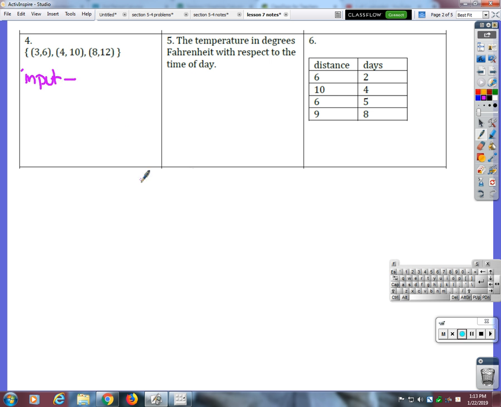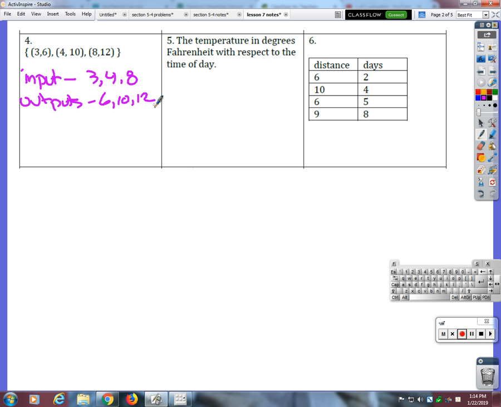Okay, what are the inputs in this case? Right, the x's. And what are the x's? 3, 4, and 8. And what are the outputs? 6, 10, and 12. Okay, so for this to be a function, every time I put in 3, I have to get 6. And every time I put in 4, I have to get 10. And every time I put in 8, I have to get 12.